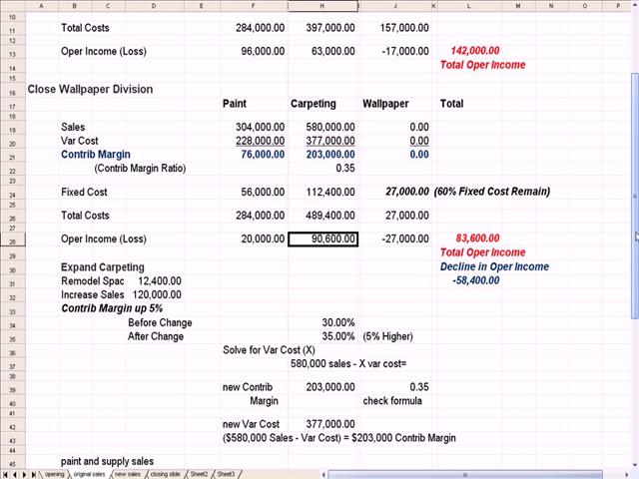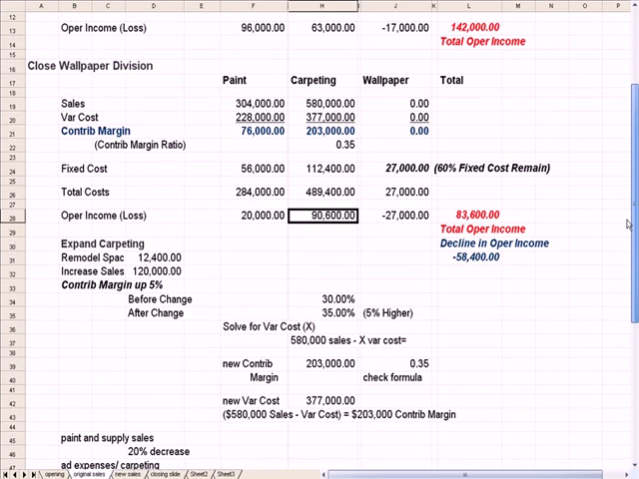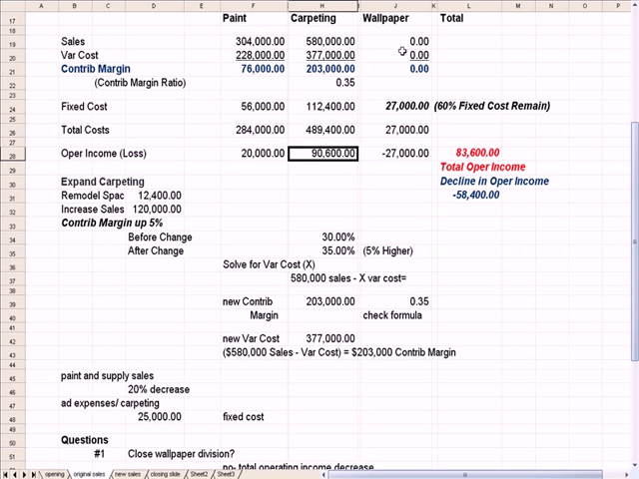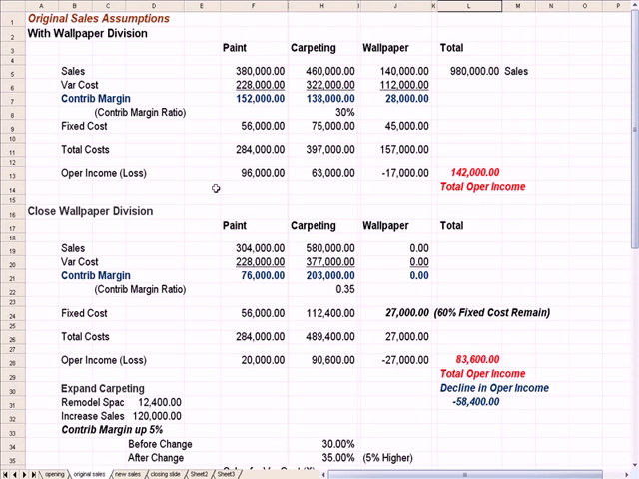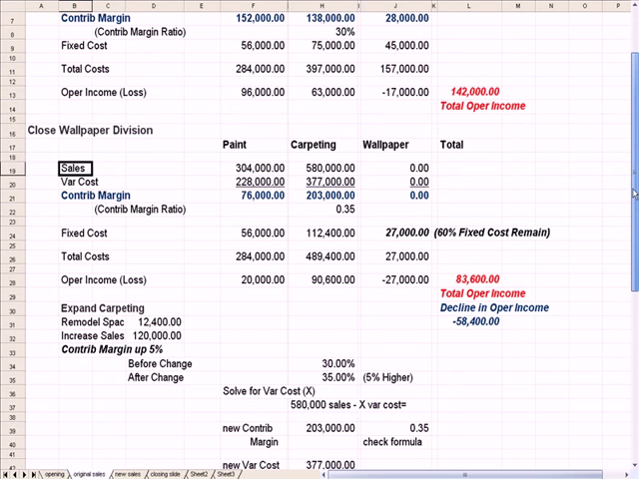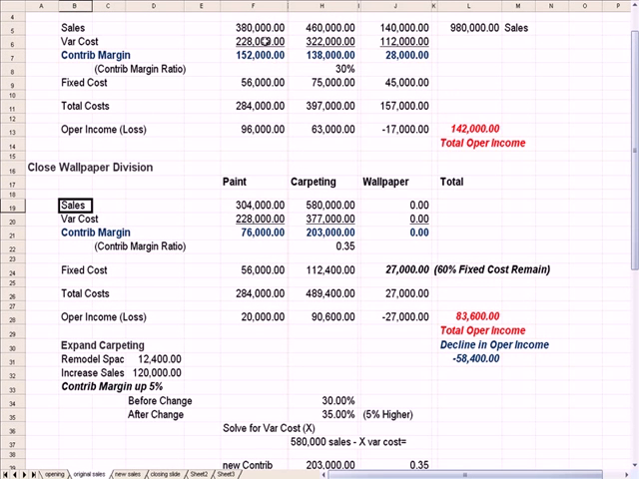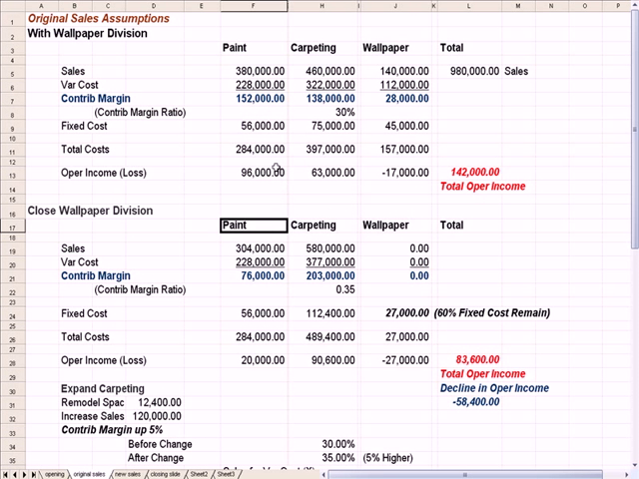Now another change that happened in painting, and this is where the impact of closing one division affects another. Because we close the wallpaper division, we are selling 20% less in paint and supplies. So we can see that paint went from $380,000 in sales down to $304,000 in sales. So that was a decline in sales. So as a result of the sales decrease, variable costs being the same, fixed costs being the same, the operating income for paint, if I can scoot up to the top here, the operating income for paint went way down because we sold so much less.